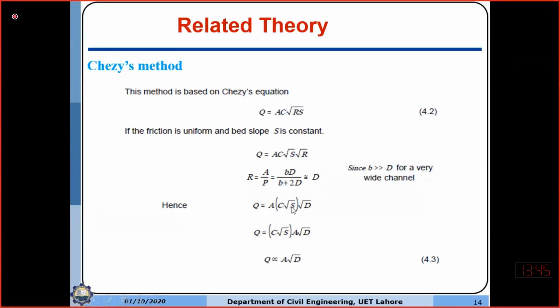So A into C and root S into D, or further we can say, because C is constant and for given slope of the channel S is constant, you can say that discharge in a stream is proportional to A under root D. So this is the concept of this method, that discharge is proportionally related with A under root D. So now let me come to the procedure of this method.